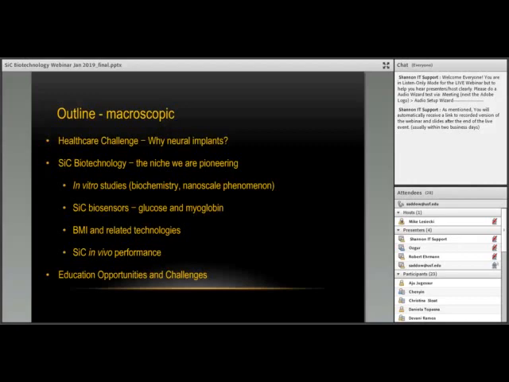So just a quick outline of what I'm hoping to accomplish. I'd like to start with the healthcare challenge, why neural implants are so important, and why interdisciplinary science and engineering is required to make them useful devices to help people who are suffering from a whole range of diseases and maladies and also brain damage.